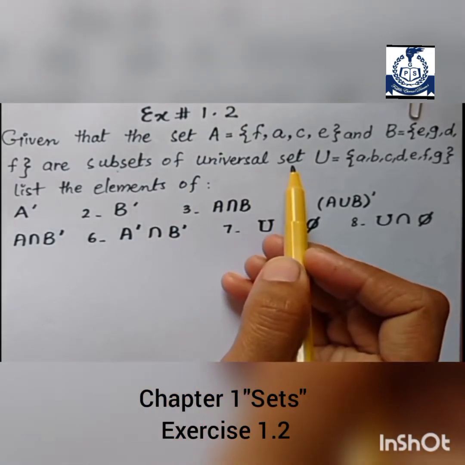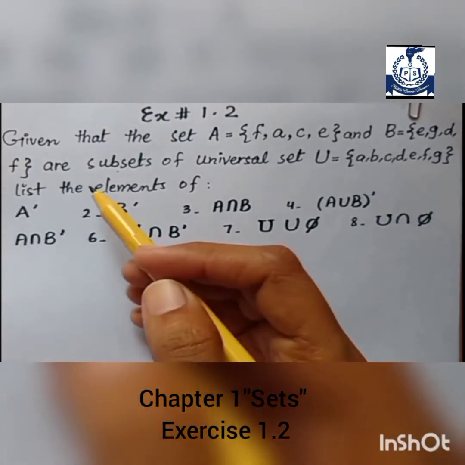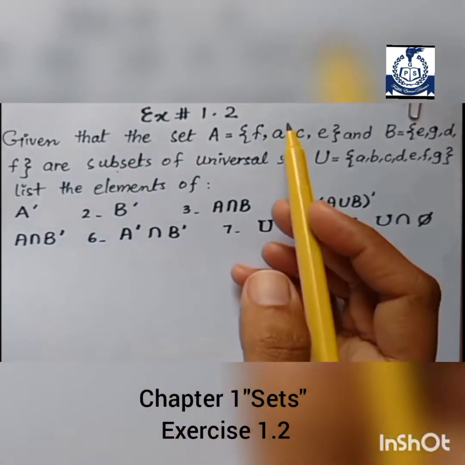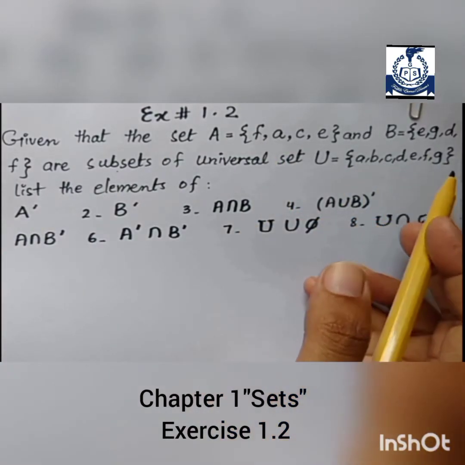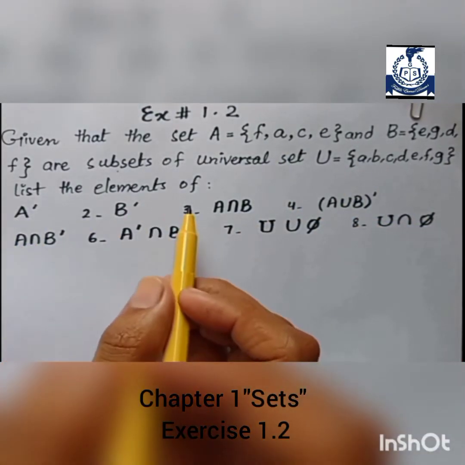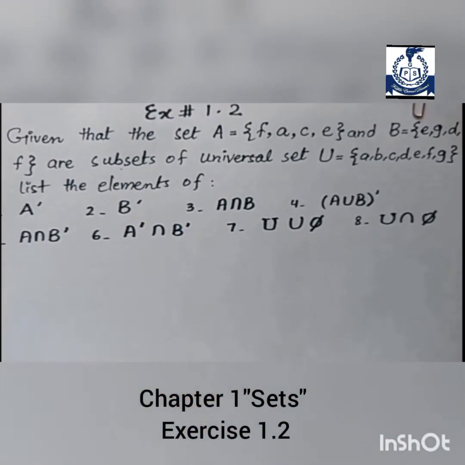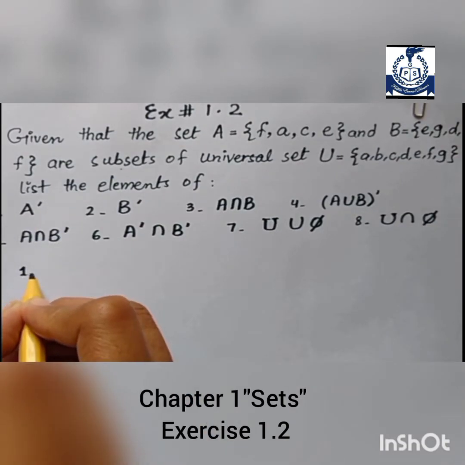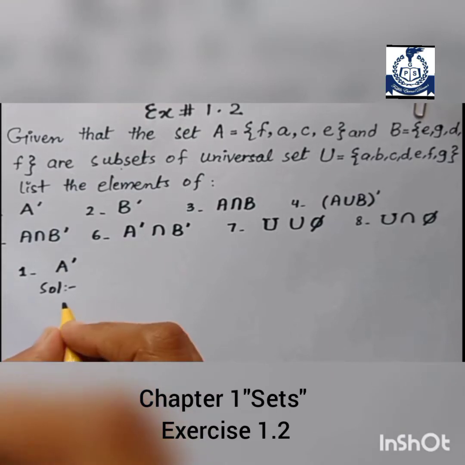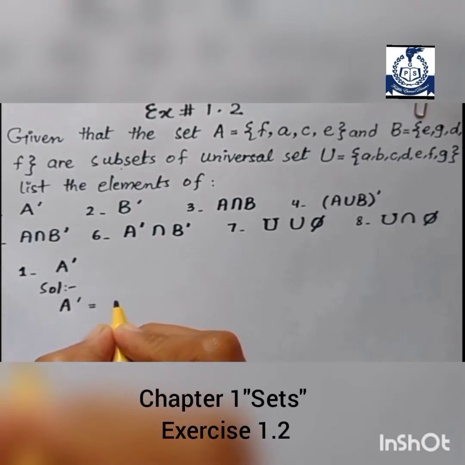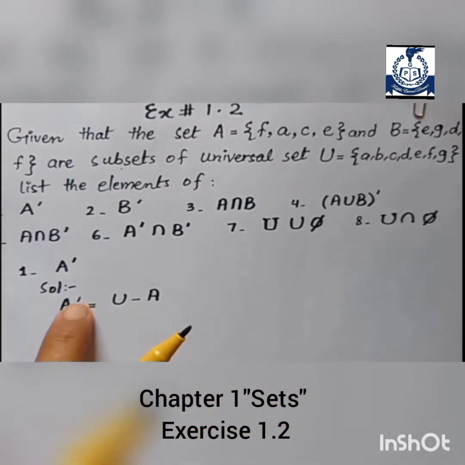Question is given that the set A is equal to FACE and B is equal to EGDF are subsets of universal set U is equal to ABCDEFG. List the elements of A complement. So first we find out the A complement. Solution: A complement is equal to universal set minus A. We can say that this is the formula of complement.